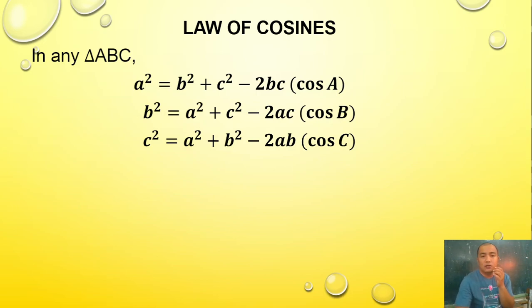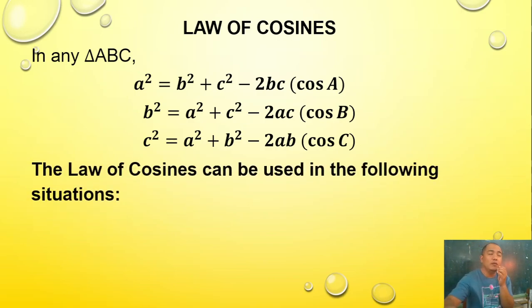Okay, so these are the formulas for the law of cosines. A squared equals B squared plus C squared minus 2BC times cosine A. B squared equals A squared plus C squared minus 2AC times cosine B. C squared equals A squared plus B squared minus 2AB times cosine C.